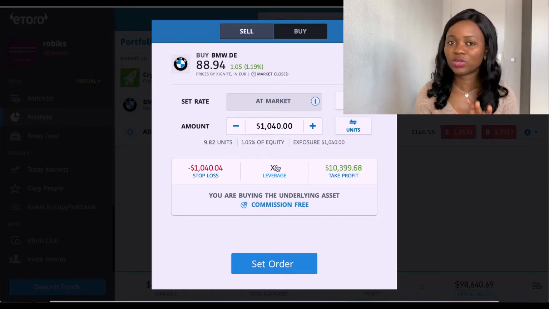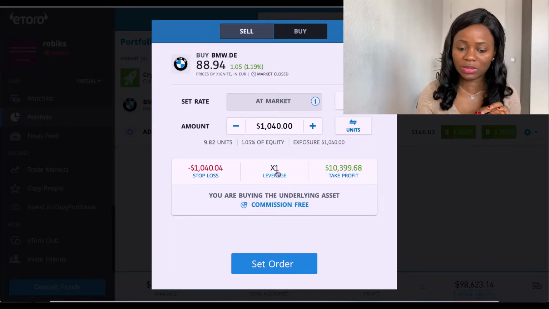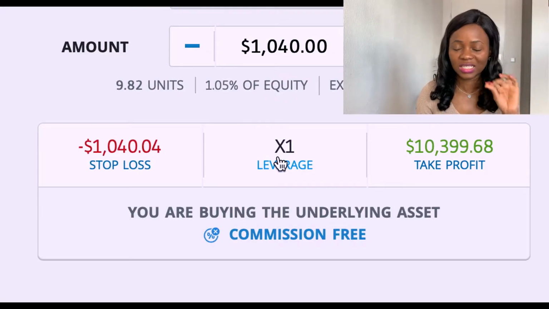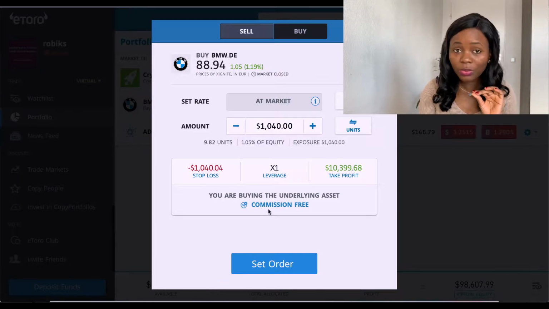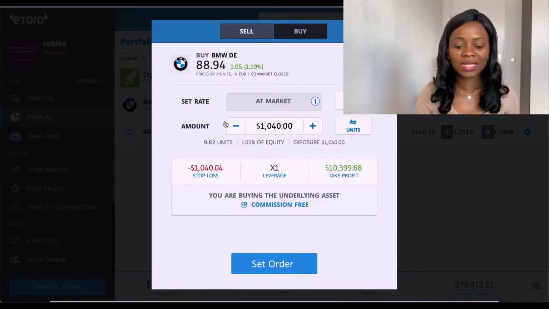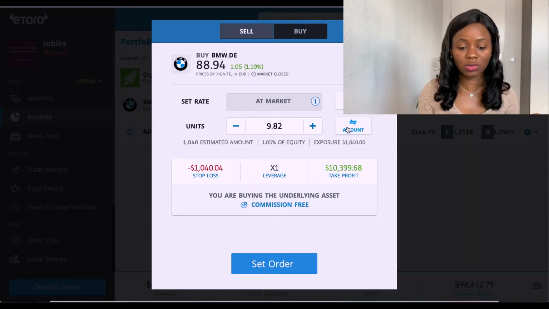But when you're using eToro and you're just focusing on the amount you invested, always make sure that your leverage is at X1, and then you're only investing with the underlying asset. They even put it here, saying you are buying the underlying asset and nothing more. That's it. And one other thing is that you can buy based on the amount, or based on the number of units.